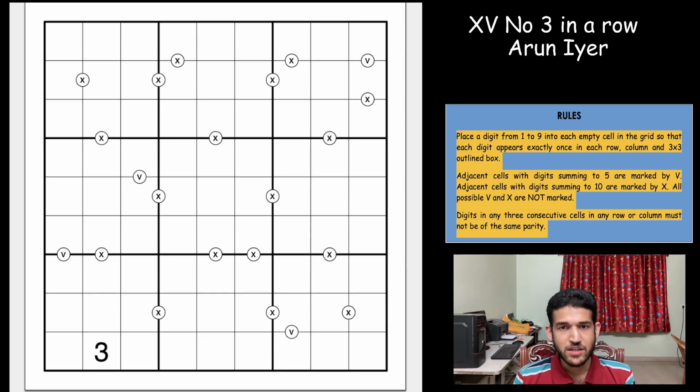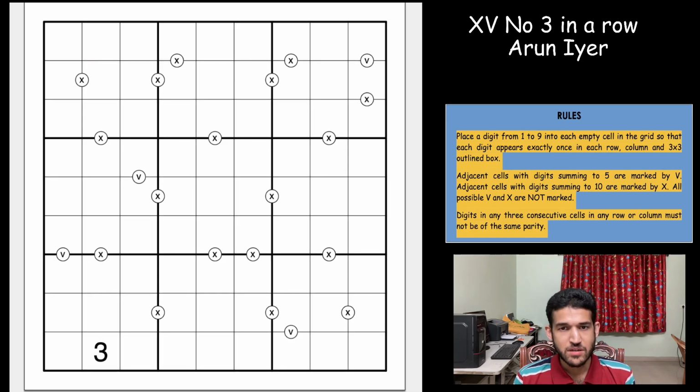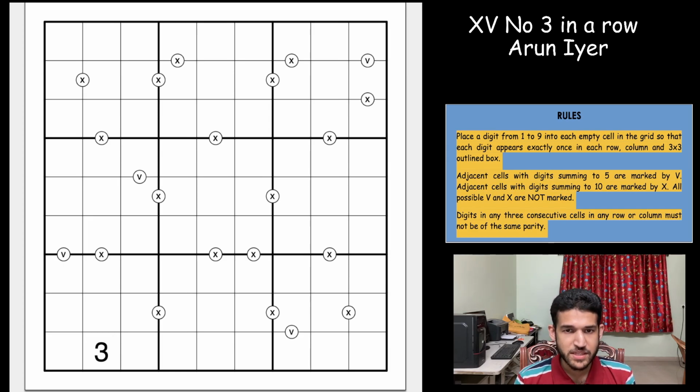Other than that, you can see some X between two cells. In those cells, the sum of the digits will be equal to 10, and you can see that there are V between some cells, and between those two cells the digits will add up to 5. And the important thing to note here is that not all possible X and V are marked.